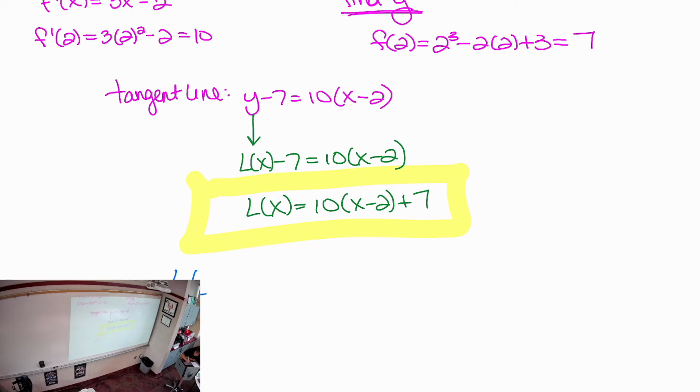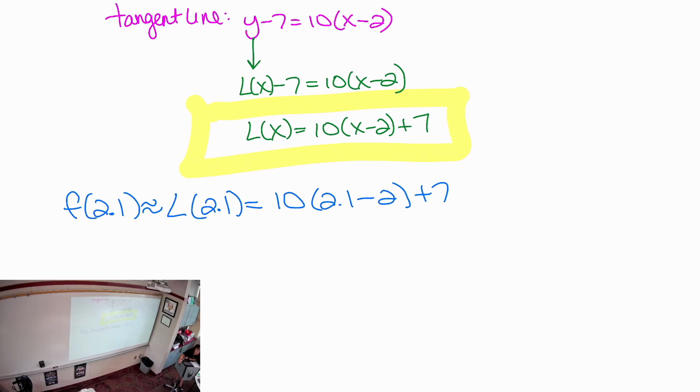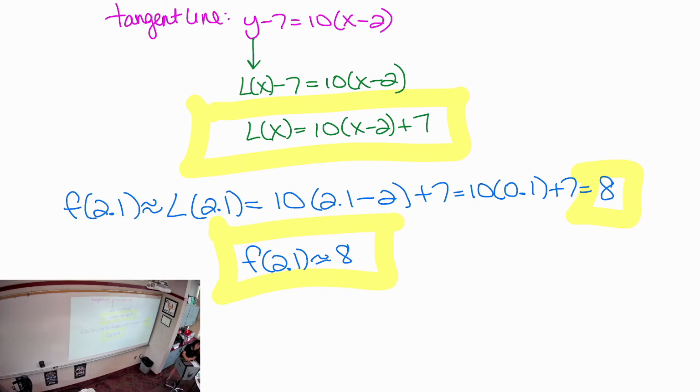Okay, so I wanted f of 2.1, which is approximately the same thing as L of 2.1. So 10 times 2.1 minus 2, plus 7. I'm going to ask you to take 10 times 0.1 and add 7. And I get 8. And that's my answer. So f of 2.1 is approximately 8. That's all I'm doing.